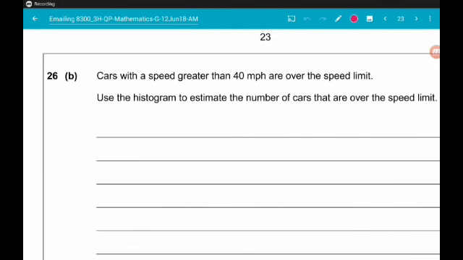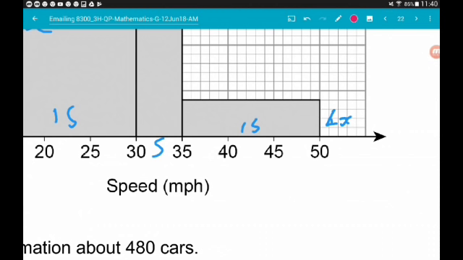Okay, then part B says cars that are over the speed of 40 miles per hour are over the speed limit. We want to use the histogram to estimate the number of cars over the speed limit. So, back to the histogram. Find 40. There it is. So anything to the right of that, we're going to use as our estimate for cars over the speed limit.